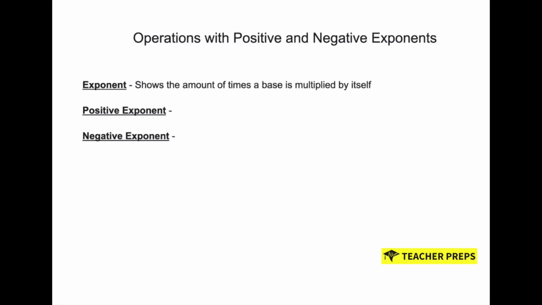In this video, we're going to perform operations with positive and negative exponents. First, let's recall what an exponent is. An exponent shows the amount of times a base is multiplied by itself. For example, if I have 2 to the third power, the 2 is the base and we're going to multiply it by itself 3 times.